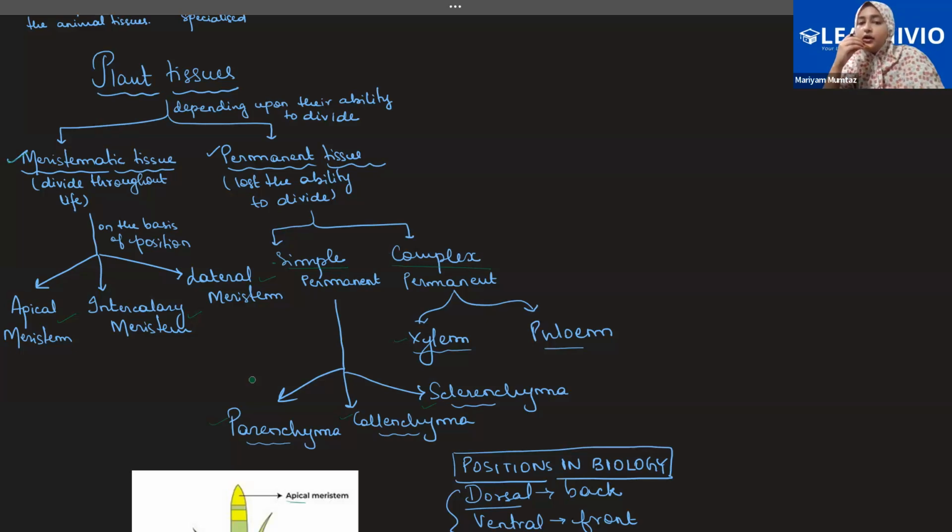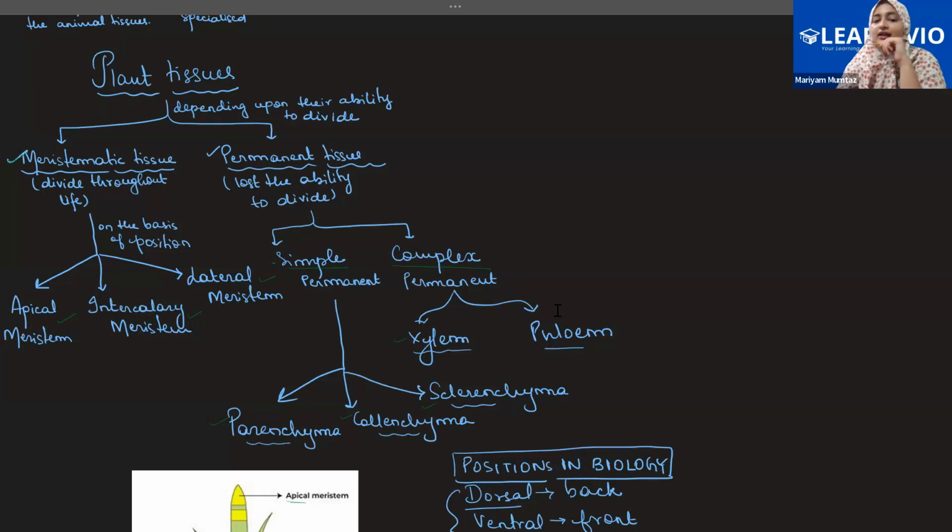For example, if we talk about the simple permanent, what do you understand by simple? Meaning it has a very basic kind of organization present in it, right? So simple permanent tissues are those kinds of tissues that are made up of just one type of cell. Only one kind of cell is found in these kinds of tissues. And can someone tell me how am I saying this particular thing, that only one kind of cell is found in these kinds of tissues? Yes, because they cannot divide.